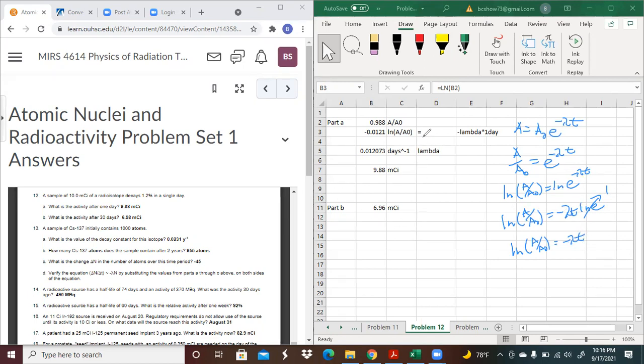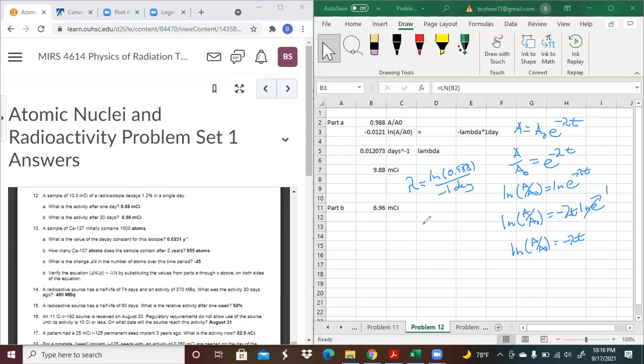So in this particular case, I am looking for lambda first, since I know that this is what's happened in one day. Since I know that, then I know that lambda is going to end up equaling, sorry for the mess, the natural log of 0.988 divided by 1 day. So that's the time, and I need to put a negative there to make sure that's okay. Lambda comes up to be this value.